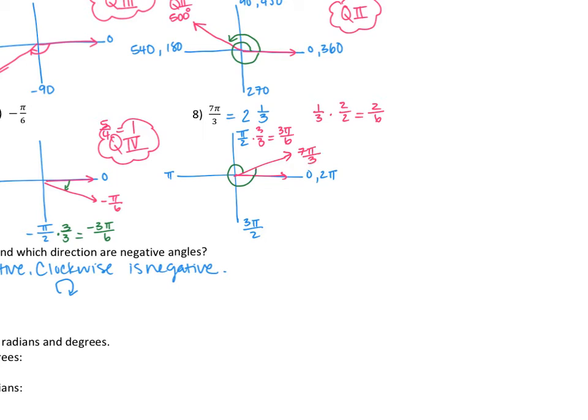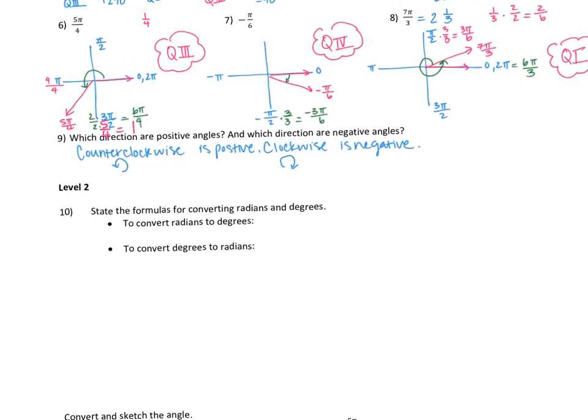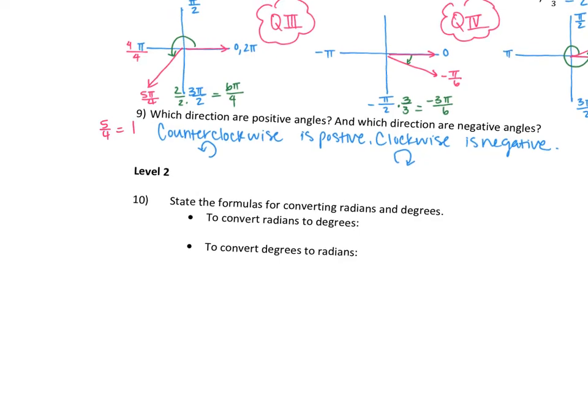So here's what happened. You went around one full circle, but it wasn't enough because it only got you to 2 pi. Or in other words, 2 pi is also equivalent to 6 pi over 3, right? And that wasn't enough. You needed to go a third more. So we went a third more and landed in the first quadrant. And that's it. All right. That was a lot of information there. So we've already done number 9. Let's take a look at level 2.